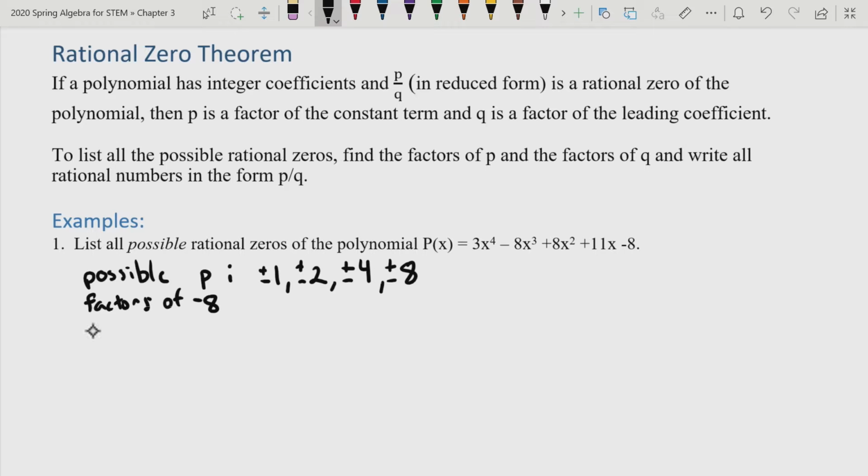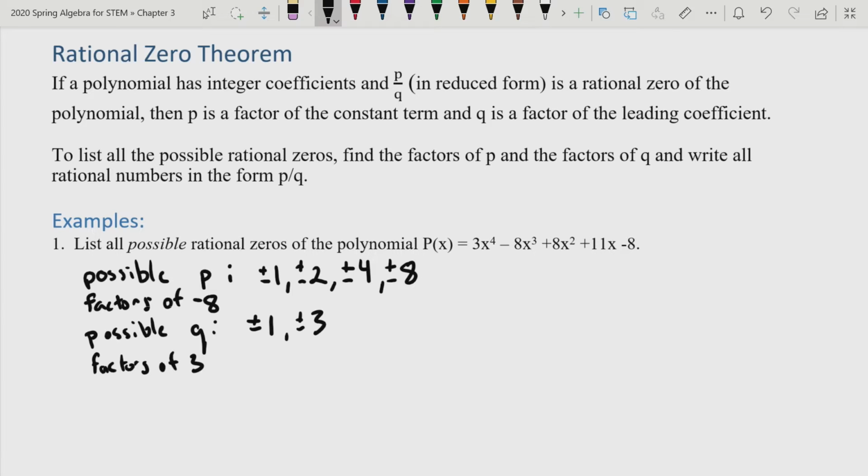Let's list the possible q's. The rational zero theorem tells us that q is a factor of the leading coefficient. So that means q is going to be a factor of 3. So what are the factors of 3? Plus or minus 1 and plus or minus 3. 3 is prime, so those are the only factors.